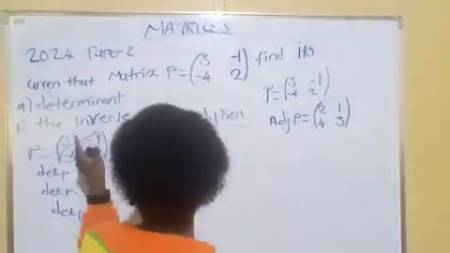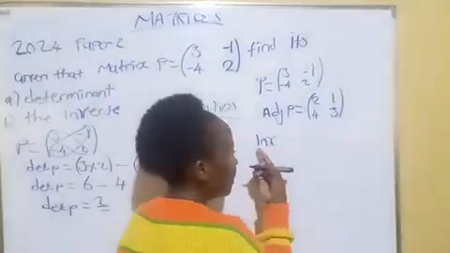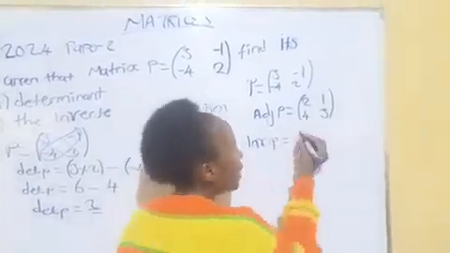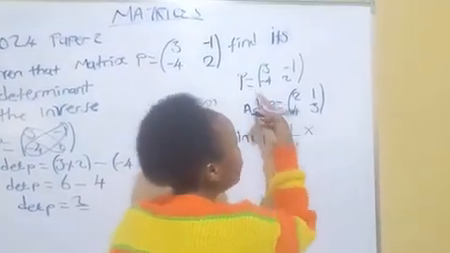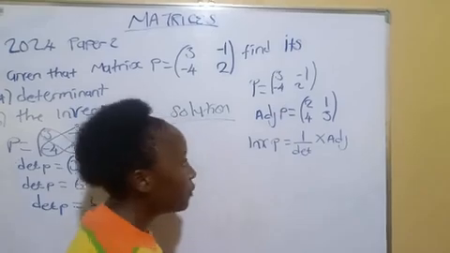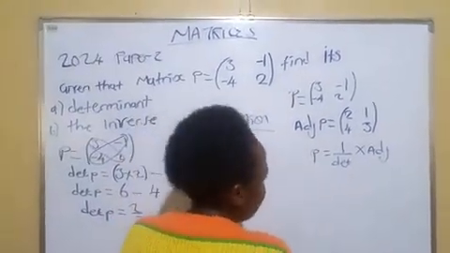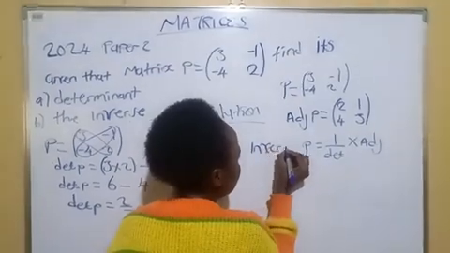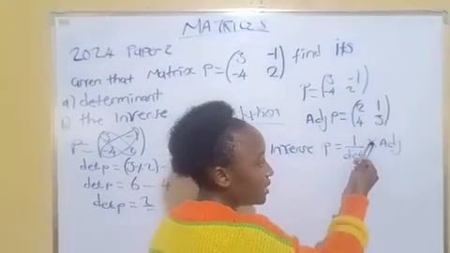So we're going to say we're having inverse P, right? I'm just going to abbreviate it like this. Inverse P is equal to 1 over the determinant, which you found, times the adjoint. You can note that in your books. Or maybe let me just write it the full way so I should not get confused. So here is the inverse P. The inverse P is equal to 1 over the determinant times the adjoint.